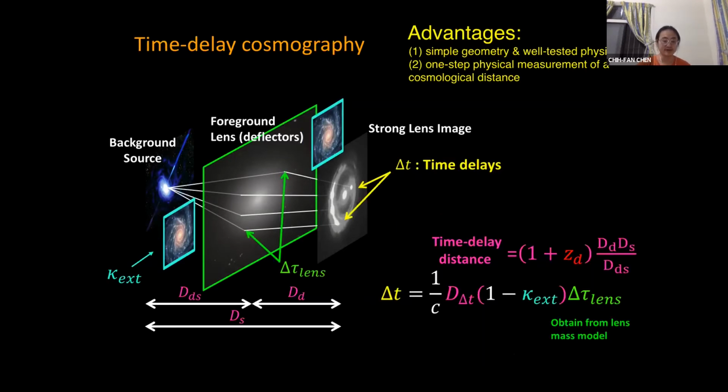So when we combine all the information, the time delay, the lens mass model, and the environment study, which constrain kappa external, and the redshift of the lensing galaxy, we can put a tight constraint on the time delay distance, which is composed of the distance to the lens, the distance to the source, and the distance between the lens and source. The time delay distance is inversely proportional to H0.